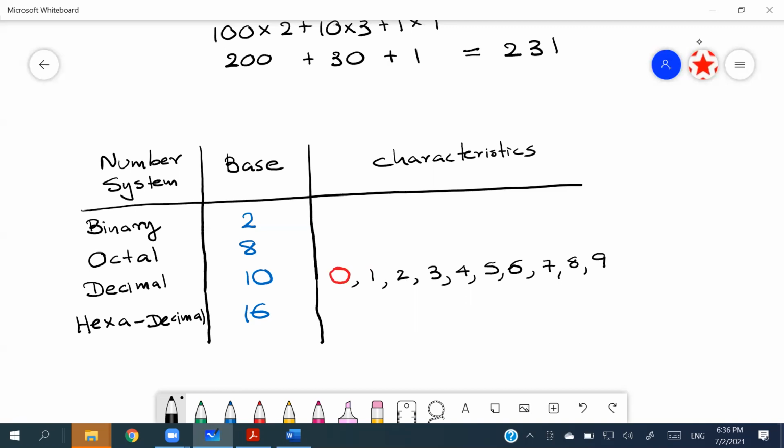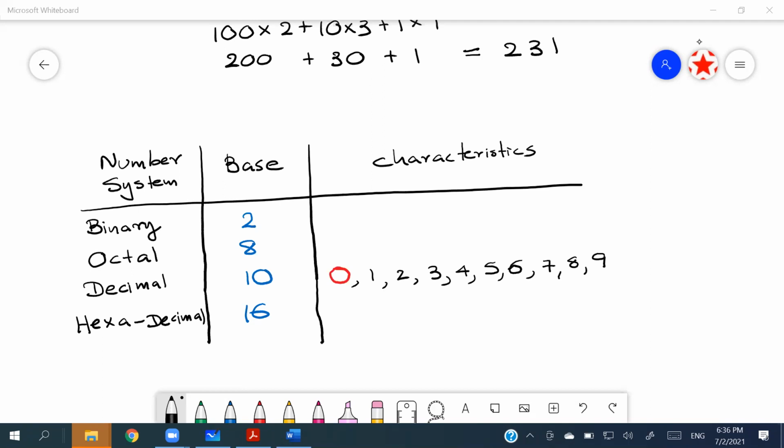Yeah, there are 10. So look at the relationship between the base and the number of characters. The base is 10. The number of different characters is 10. It's a very nice relationship between the base and the characteristics of a particular number system. So the binary number system is going to have 2 different characters. The octal number system is going to have 8 different characters. The hexadecimal number system is going to have 16 different characters.